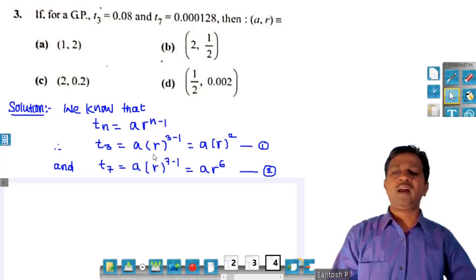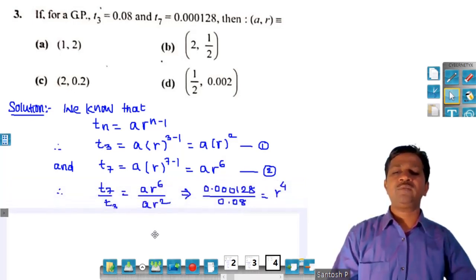Now I can divide these. I know the values of T3 and T7. If I take the division of these two equations, this A and this A will get cancelled, and we will have a simple equation in R only, and that will give me the value of R. Let us divide the second equation by the first equation. T7 upon T3 equals AR raised to 6 upon AR square.